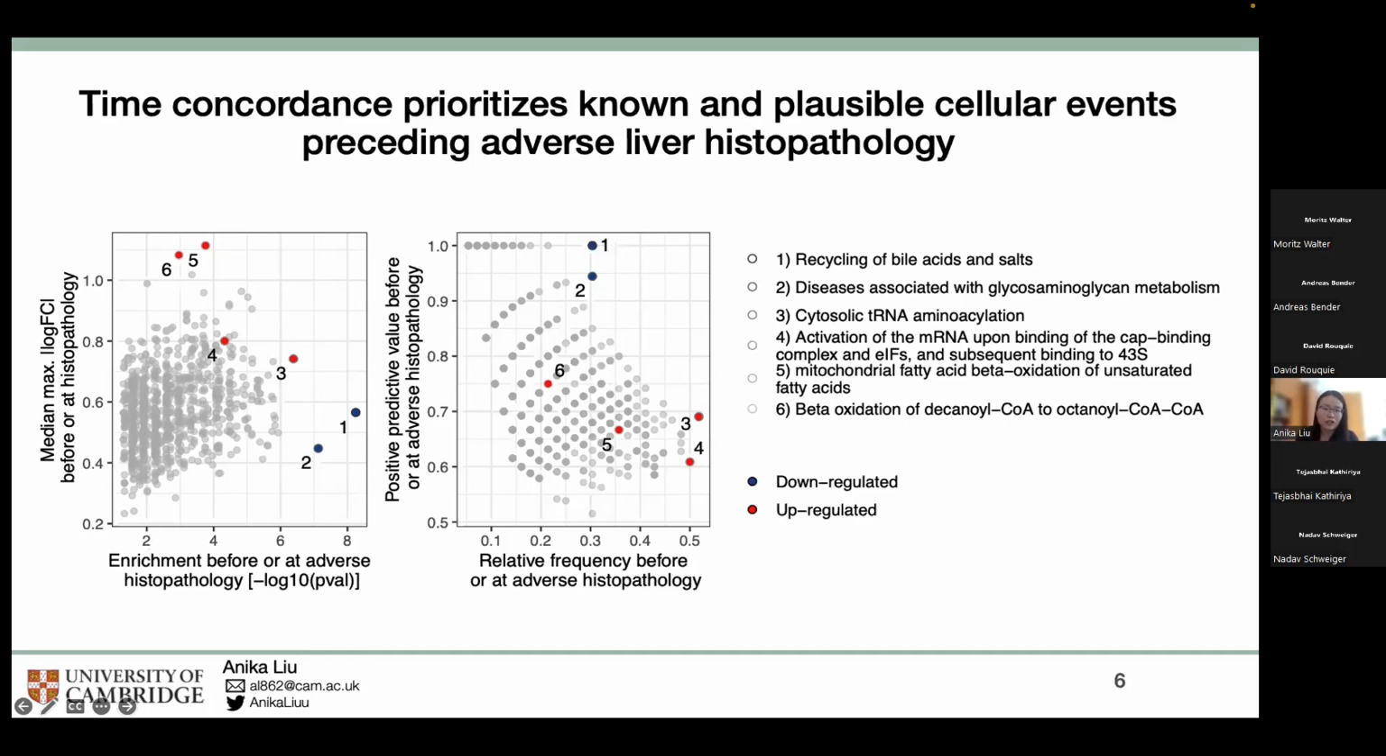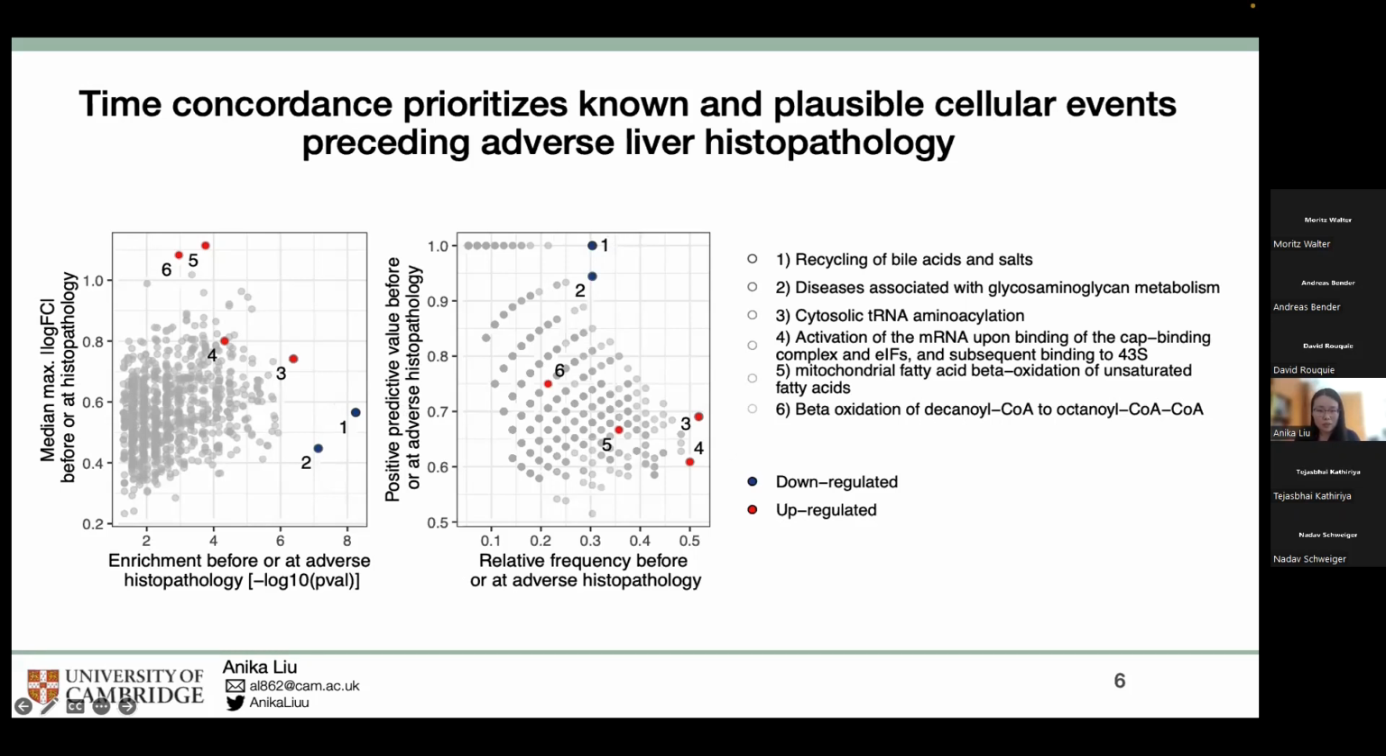So for example, we found as most significantly enriched pathway before adverse histopathology, recycling of bile acids, decreased bile acid metabolism, and this is indeed characteristic for cholestasis, which is one form of DILI. It's also found to be the most specific one, and among those, it is the most frequent one.